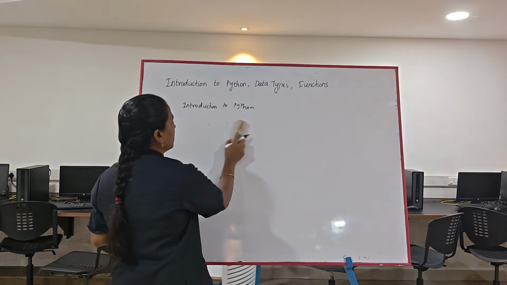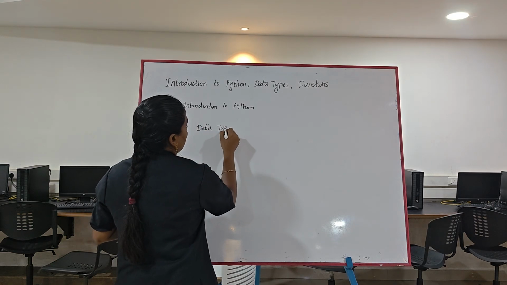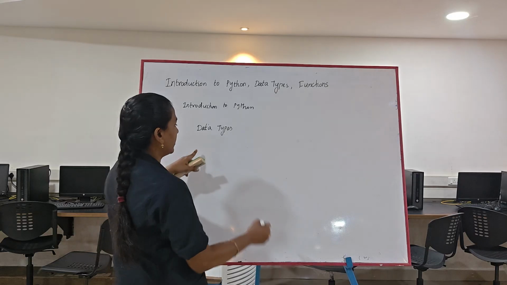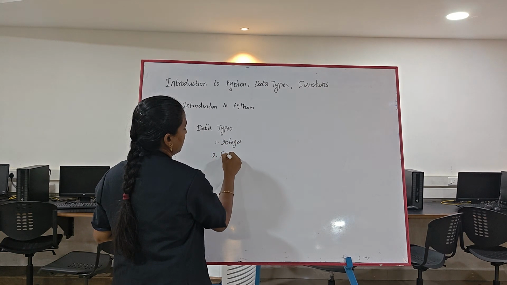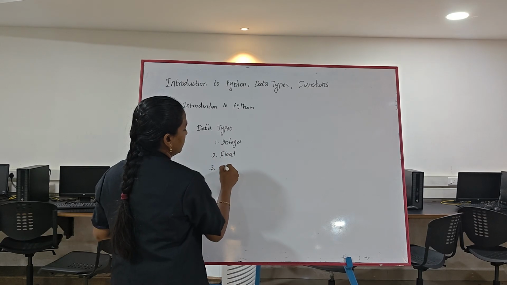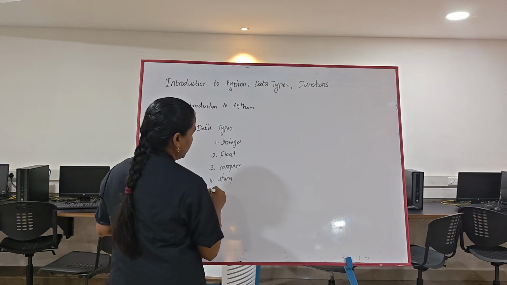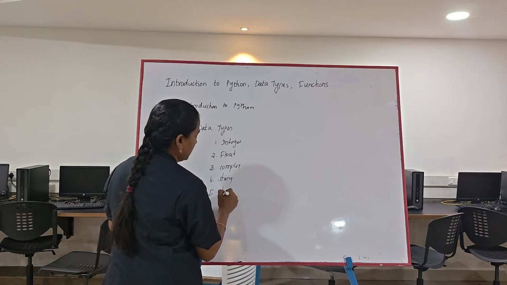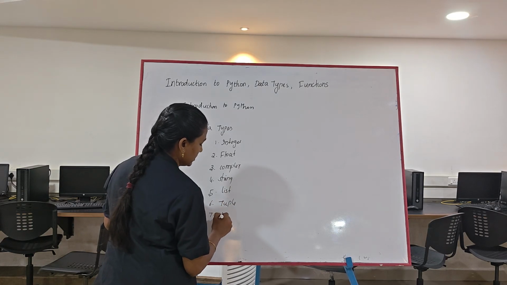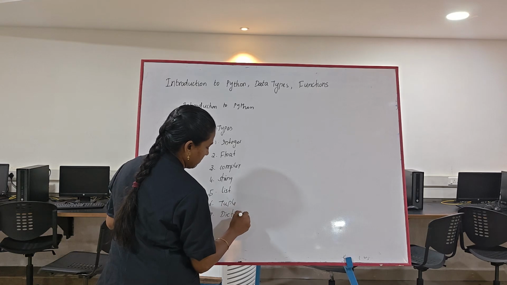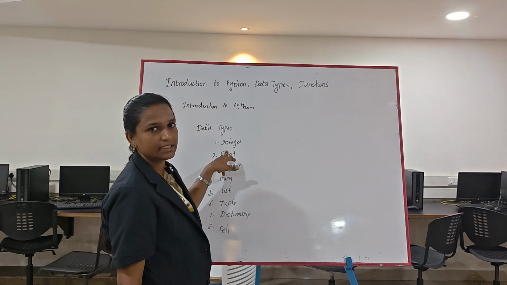We will see the data types of Python. So there are some data types. First one is integer. Next one is float. Third one is complex. Fourth one is string. Fifth one is list. Sixth one is tuple. Seventh one is dictionary. Eighth one is sets. First we will see the integer.